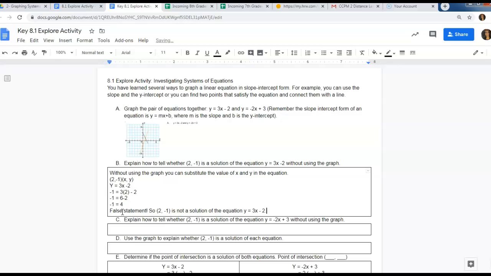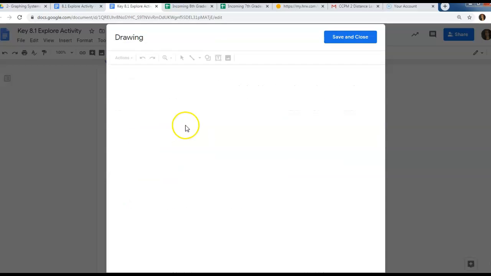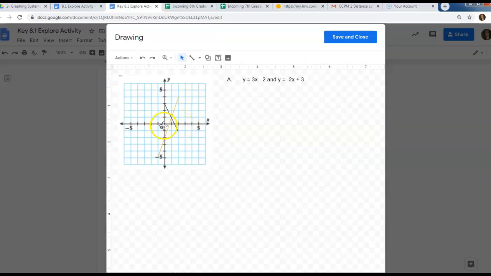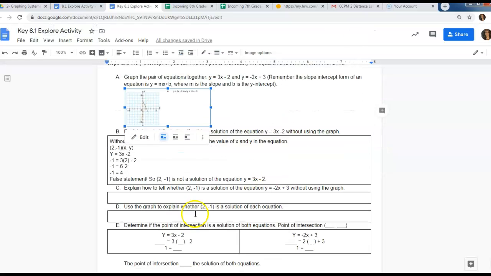Okay, so you can also see it on the graph. Let me show you. The point (2, -1) right here is on this line, but it's not on the orange line. So (2, -1) is a solution of this equation, but is not a solution of this one because it is not on their line, okay? So save and close. Let's go to the other one.